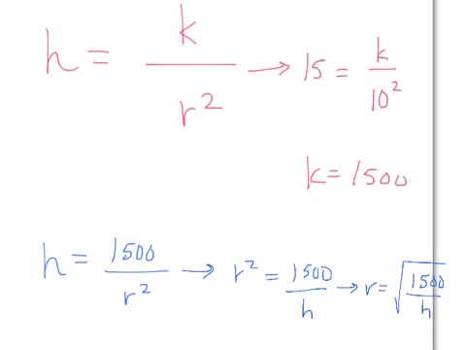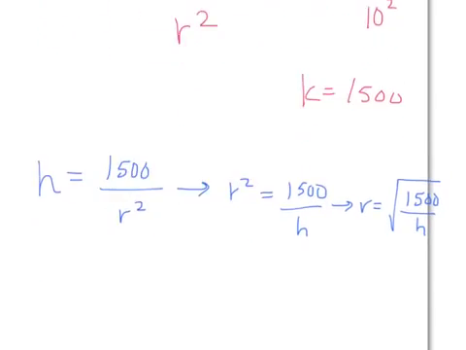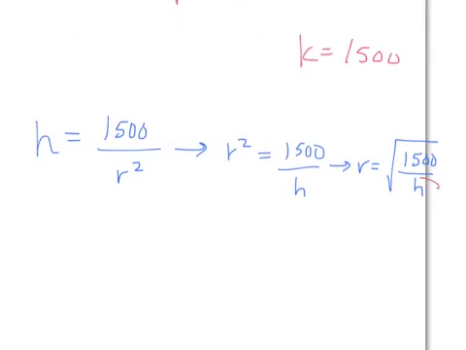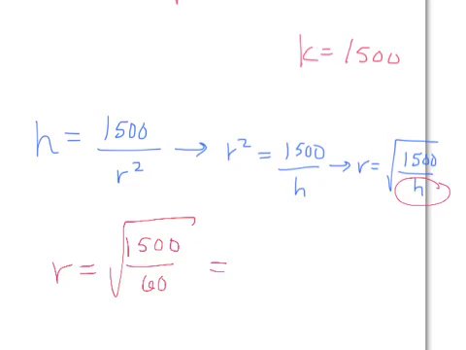Why did I do that? Just because now I have a generic solution, and I can plug in the height. The height was given as 60. So let's go ahead and take the height and plug it in right here. Plug in a 60 right there. So this tells me when the height is 60, the radius is, and then we fill in the blank. It should turn out to be 5.